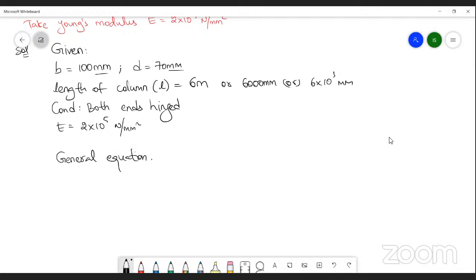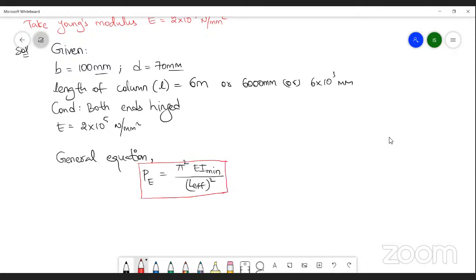So what is the general equation? The general equation for Euler's to find out the strength of the column is P_E equals pi square EI minimum divided by L effective whole square. This is the formula that we have to use. Let's highlight this in a box.